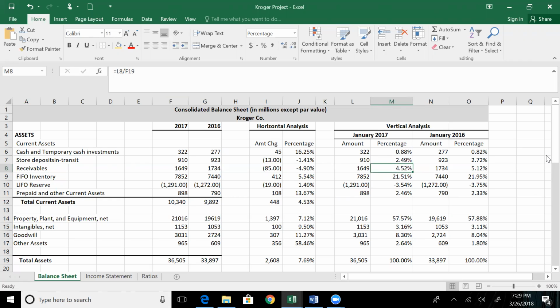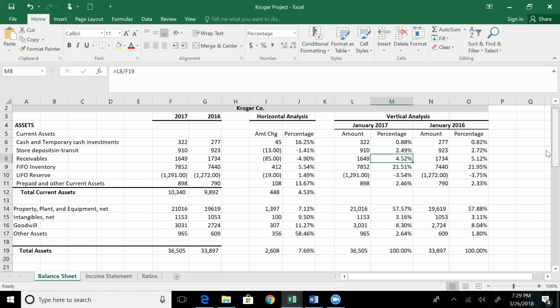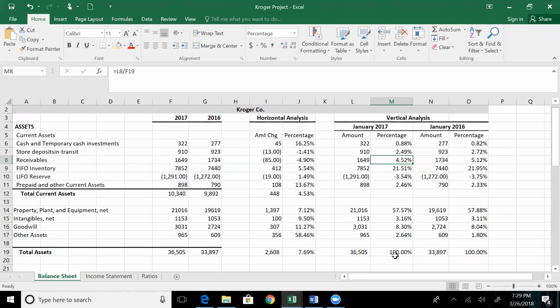So for the vertical analysis, you'll notice that right now we are in the balance sheet. And so our benchmark, our 100% mark, is total assets. So we're comparing everything to total assets under our vertical analysis. And you can see the changes that occurred. They were very minimal changes. The other assets percentage increased. We have more in comparison to total assets.